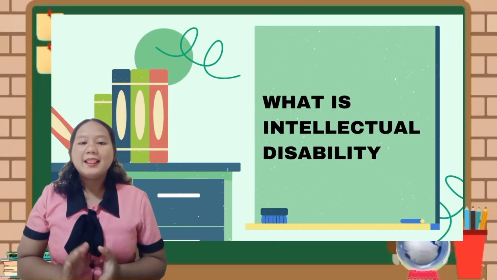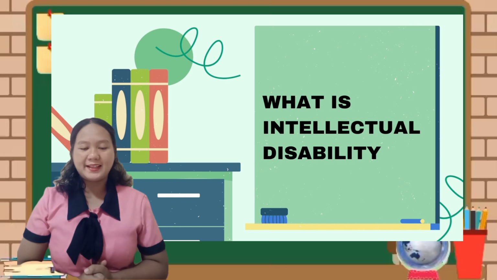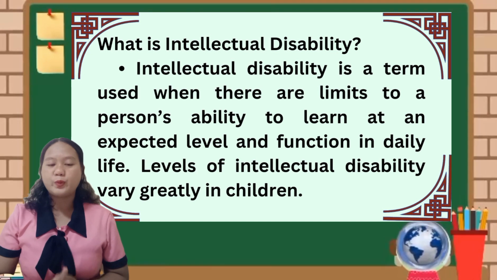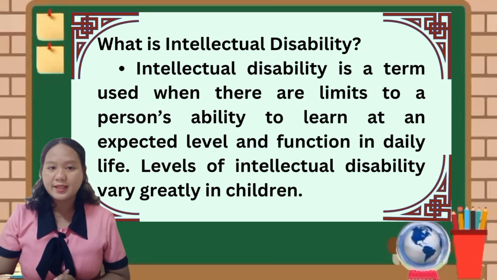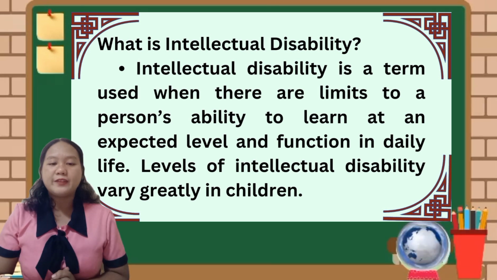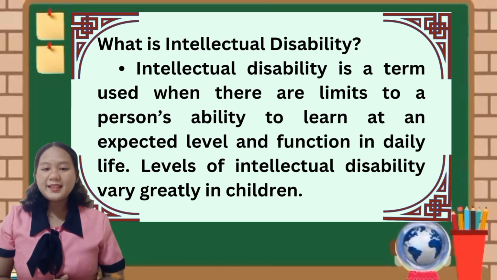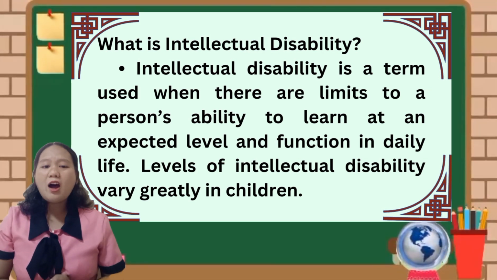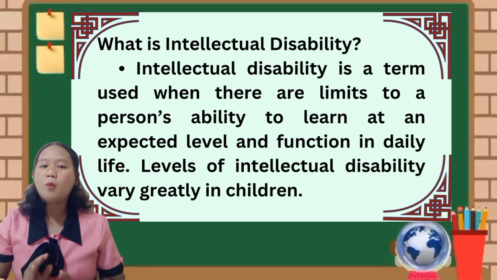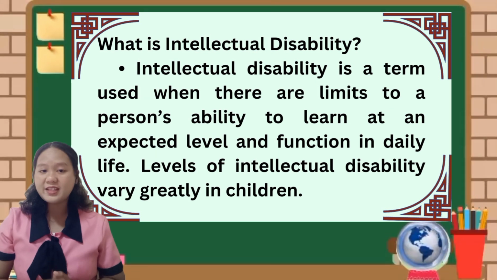Before anything else, let's first define what is intellectual disability. Intellectual disability is a term used when there are limits to a person's ability to learn at an expected level and function in daily life. Levels of intellectual disability vary greatly in children. Children with intellectual disability might have a hard time letting others know their wants and needs and taking care of themselves. Intellectual disability can cause a child to learn and develop more slowly than other children of the same age.